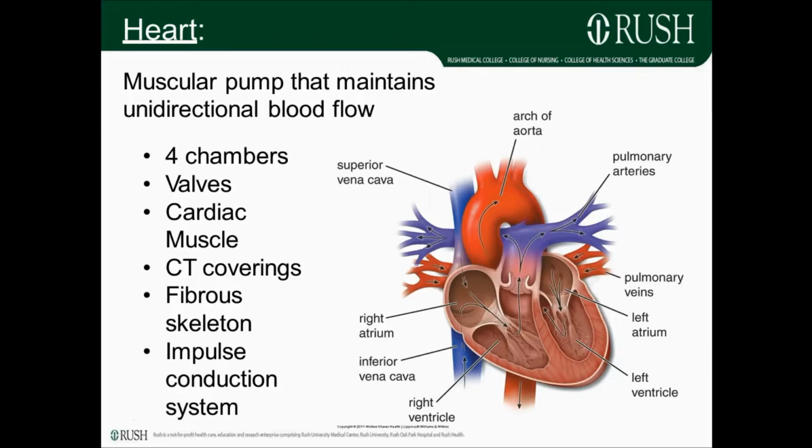We looked at cardiac muscle last time, which essentially is a portion of the heart. The heart overall is a muscular pump that maintains unidirectional blood flow. It has 4 chambers, it has a series of valves, its main muscular component is cardiac muscle, and then it has various connective tissue coverings. It also has a fibrous skeleton and an impulse conduction system.